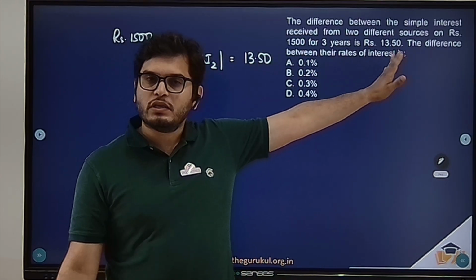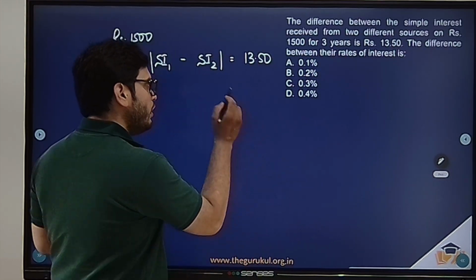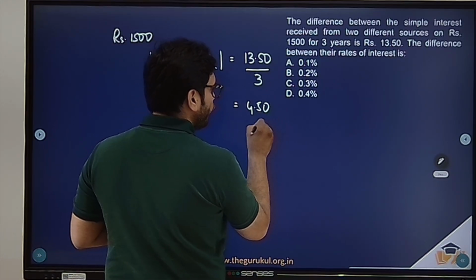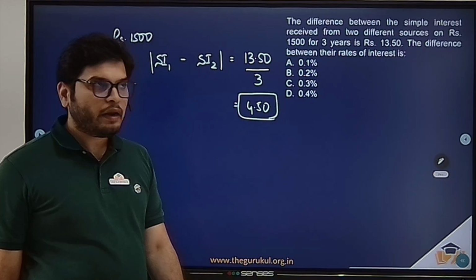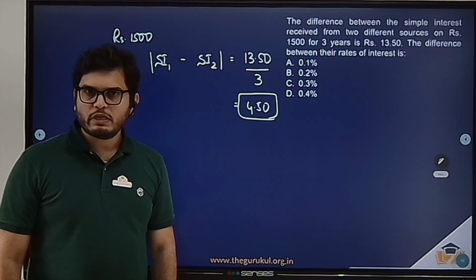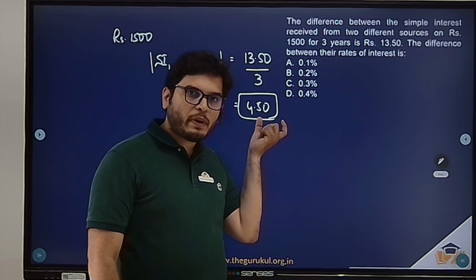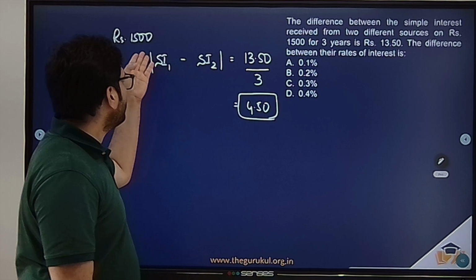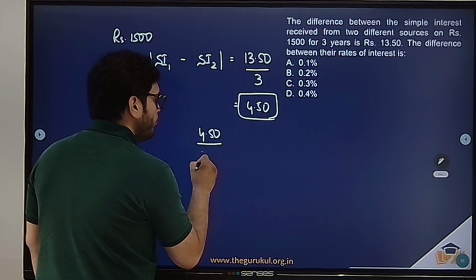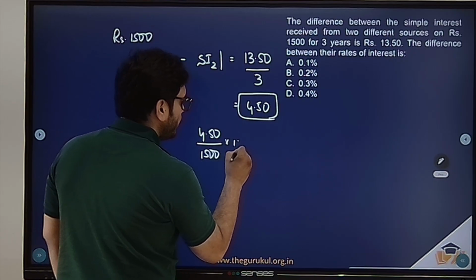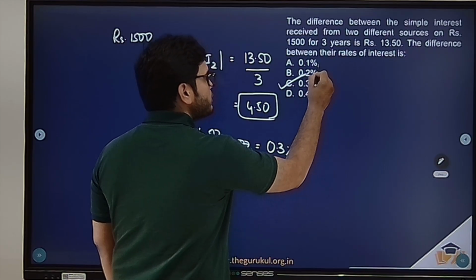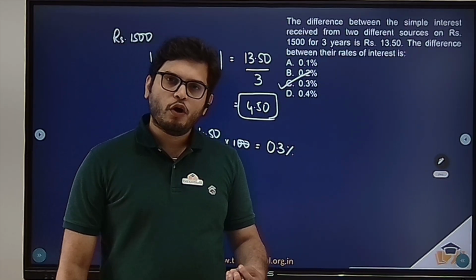Now, since there is no change in the rate of interest here, in 1 year the difference would be 4 rupees 50 paise. So the difference between the simple interest in these two cases would be 4 rupees 50 paise. Now this 4 rupees 50 paise is accrued on what? The principal 1500. So by 1500 into 100, this is nothing but 0.3%. So the answer for this question should be option C.